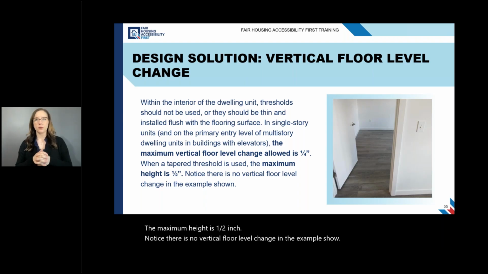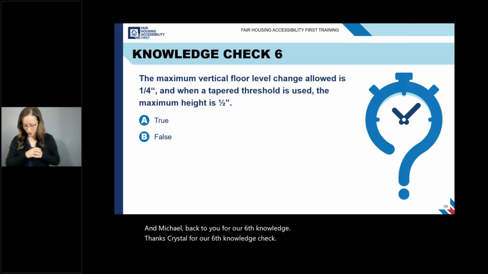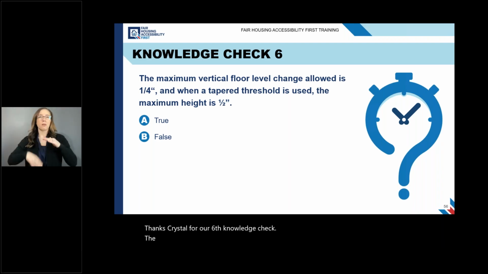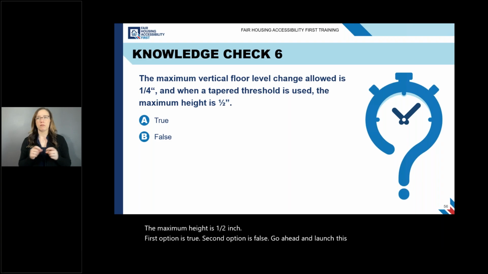And Michael, back to you for our 6th knowledge check. Thanks, Crystal. For our 6th knowledge check, the maximum vertical floor level change allowed is 1/4 inch. And when a tapered threshold is used, the maximum height is 1/2 inch. First option is true, second option is false. Go ahead and launch this poll.